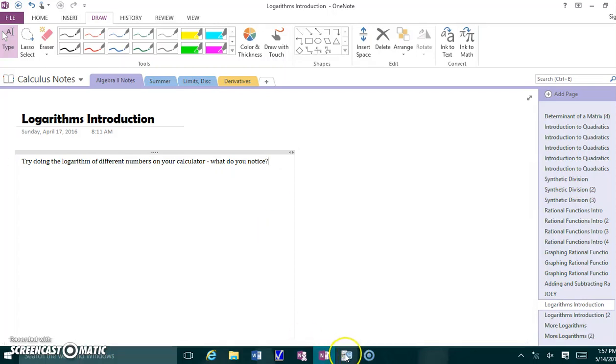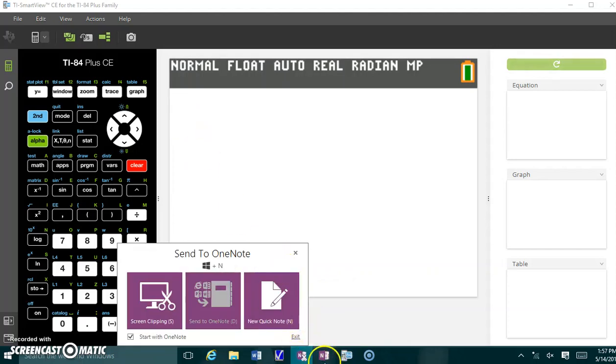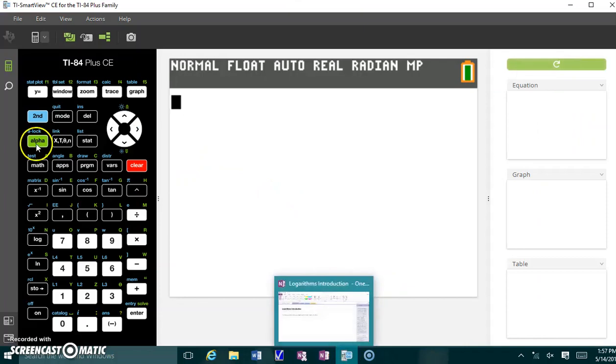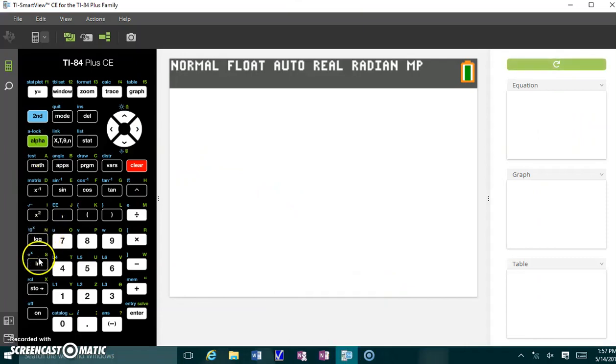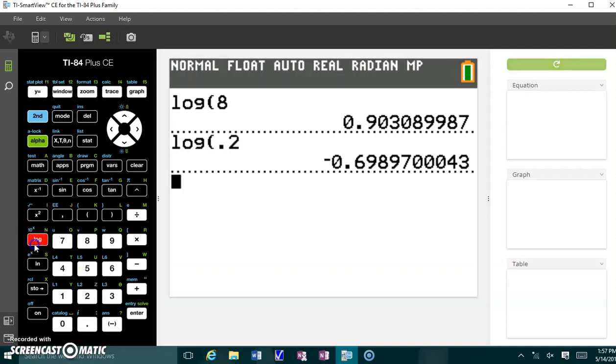And I'm going to use my graphing calculator here because I want to just mess around with logarithms a little and see what we notice about logarithms. So we have our log key, our ln key. We'll talk about those two, what they mean, and how to use them in the second video as well. But let's just try doing the logarithm of a number. So if I do log of 8, it gives me a decimal less than 1. If I do log of a number less than 1, I get a negative number.